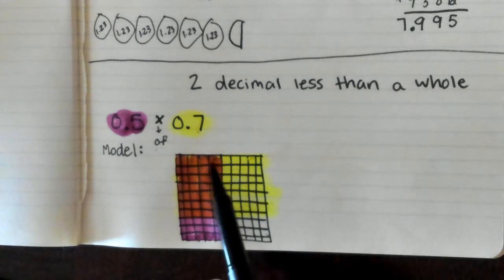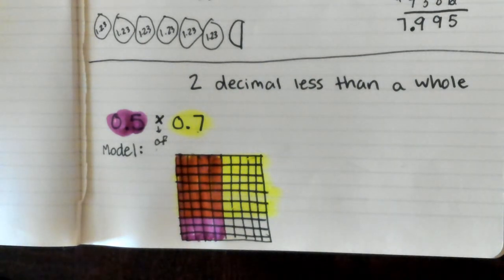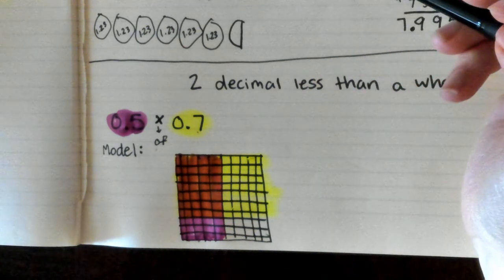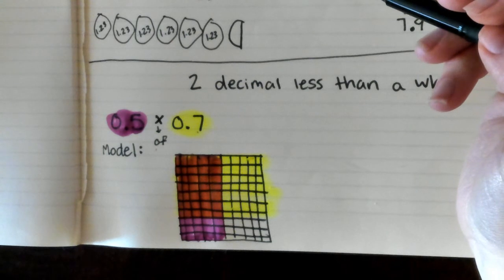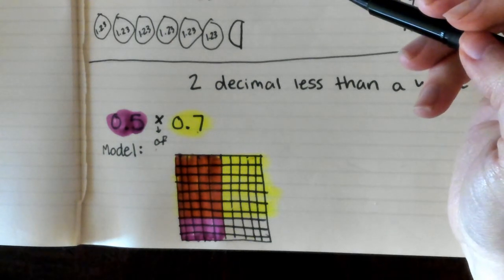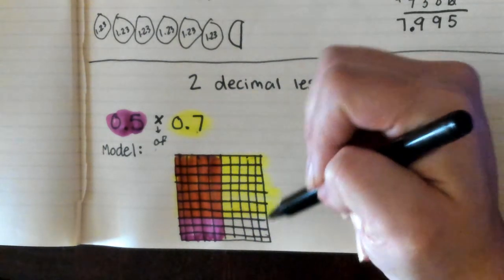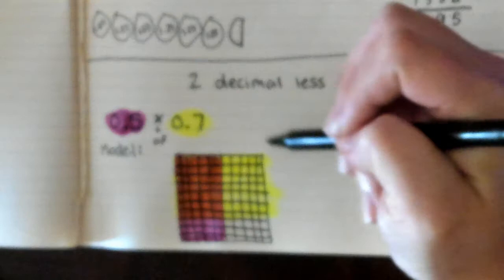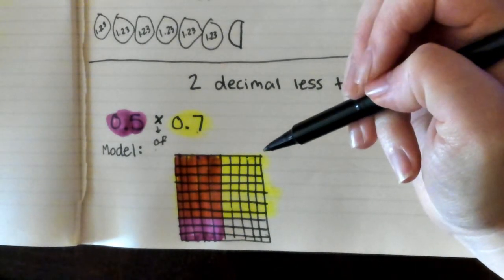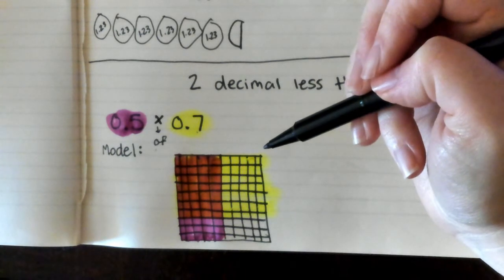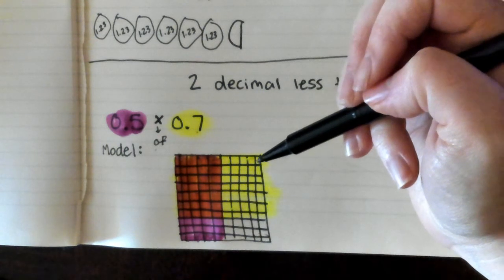1, 2, 3, 4, 5. 2, 3, 4, 5, 6. So you should have counted 35 squares. 35 squares out of how many? How many squares are there total in this whole grid, guys? There's 100, right? So say that out loud. 35 out of 100. 35 hundredths. 35 hundredths. How do I write 35 hundredths?